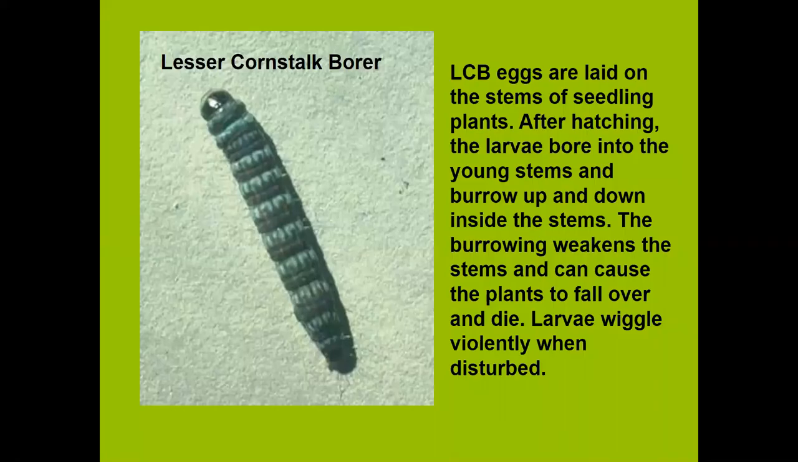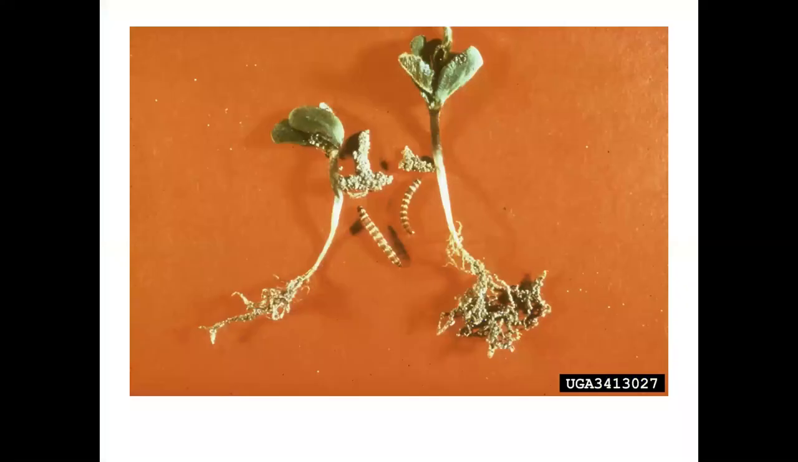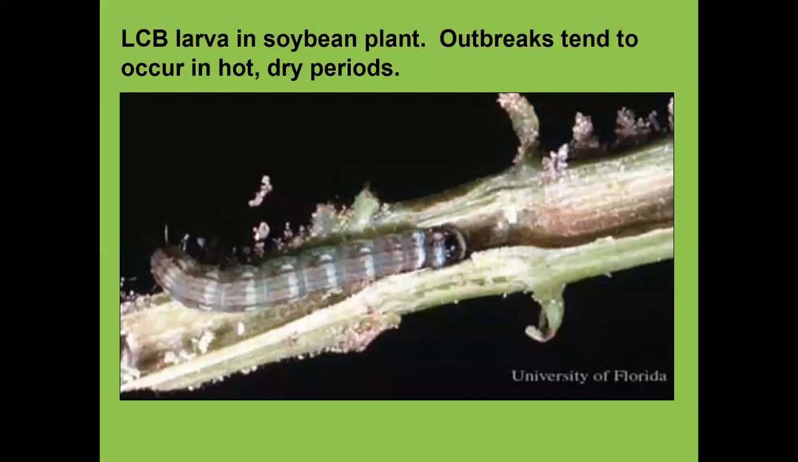Lesser corn stalk borer larvae are going to be a problem in dry weather and sandy soils. They bore up and down the stems of the plants that they attack. The burrowing weakens the stems and causes the plants to fall over and die, and the larvae wiggle violently when disturbed. They move in and out of plants feeding. They'll go into these feeding tubes that they form by spinning silk webbing that will have soil particles attached to it. They burrow up and down the plant.